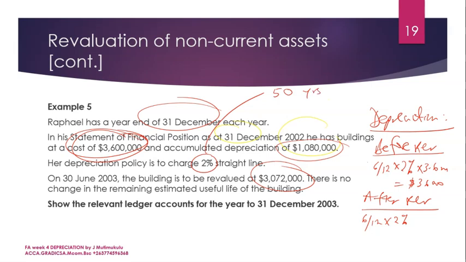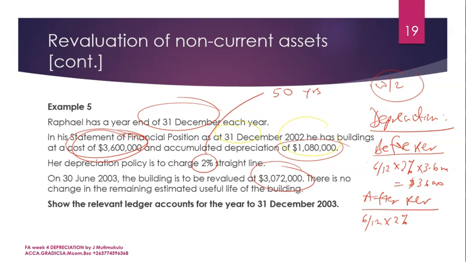years. Remember, 2% per year simply means that, let's say, the building is going to be there for 100% length of period. But we are charging 2% each year, so this 100% should be 50 years, that is 100 over 2, which is 50 years. Now, at the date of revaluation, how many years had been consumed?